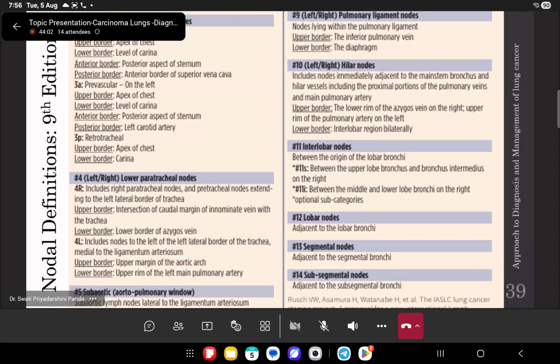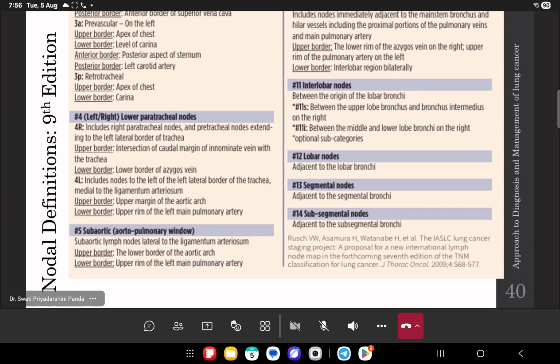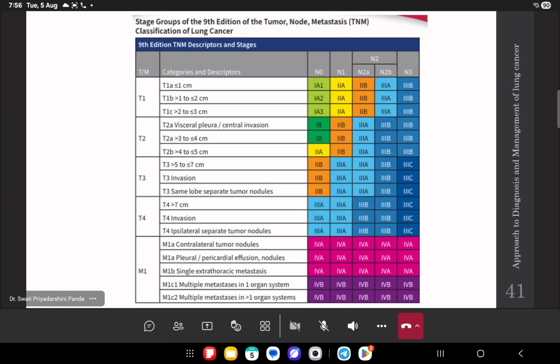Level 11, interlobar nodes. And level 12, lobar nodes. 13 is segmental nodes. 14 is subsegmental nodes. This is the staging of the lung carcinoma.